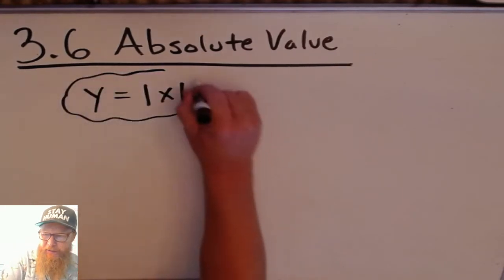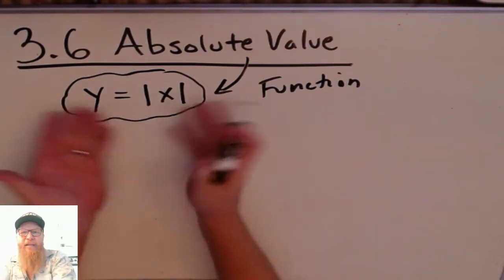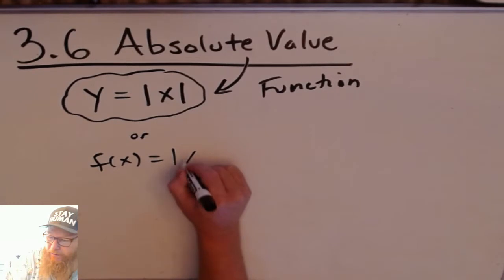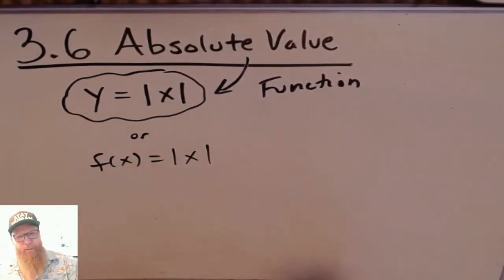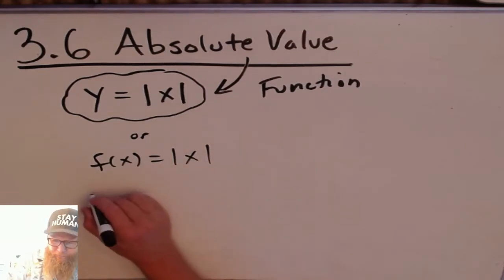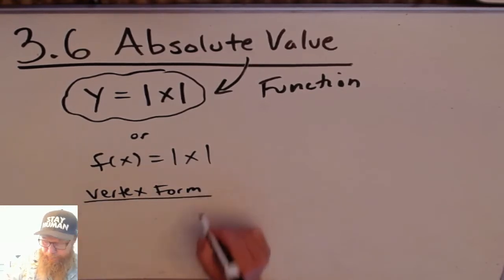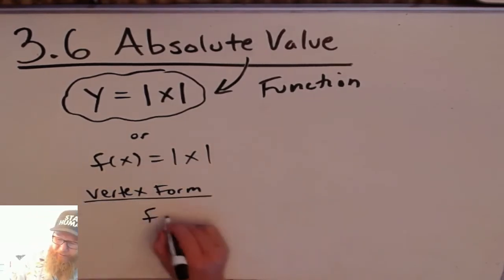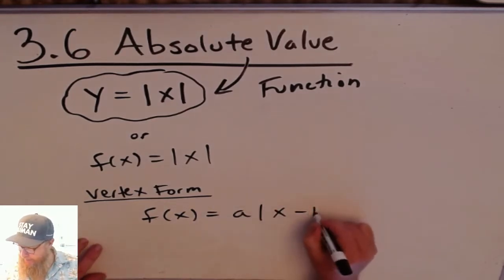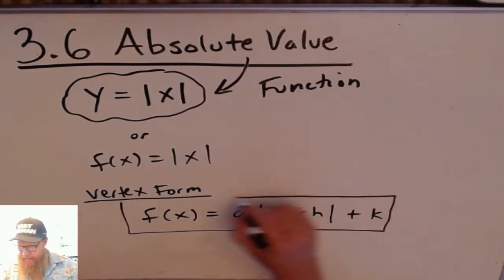I could write it as y equals, or I could write it as f of x equals. It really means the same thing. And we're going to talk about the general form, also known as the vertex form. The vertex form is f of x equals a, absolute value of x minus h, plus k.